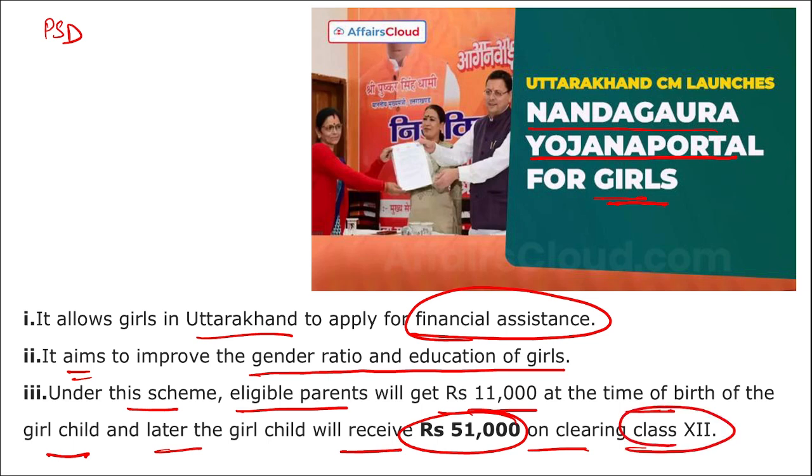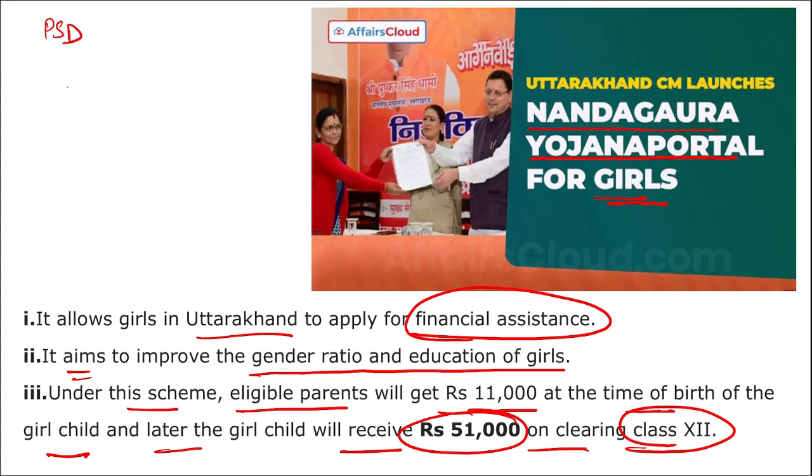Coming back, this is your Nanda Gora Yojana, right? It was launched in Uttarakhand. It was launched by Pushkar Singh Dhami, Chief Minister of Uttarakhand, and under this scheme, it is to provide financial assistance to the girls of Uttarakhand. On the birth of a girl in Uttarakhand, their parents will be receiving 11,000 rupees, and at the time of clearing class 12th, the girls will be receiving 51,000 rupees. Correct? Mark this. That is your Nanda Gora Yojana portal.